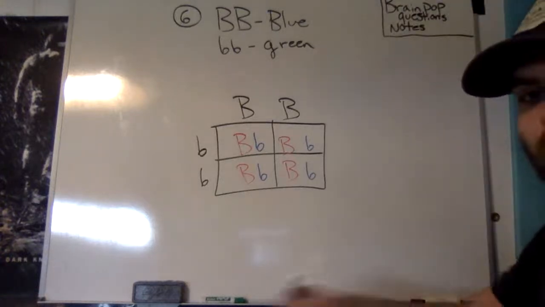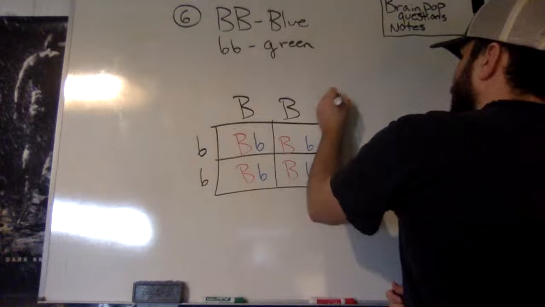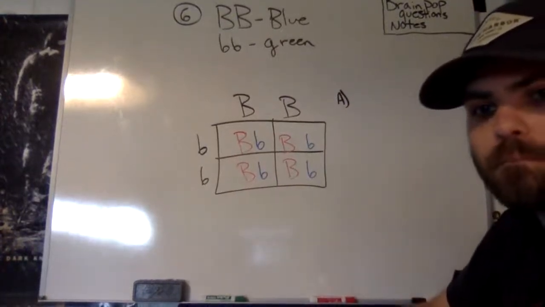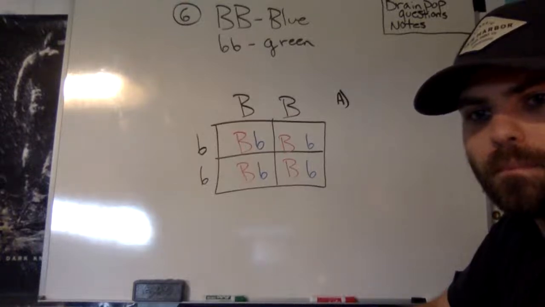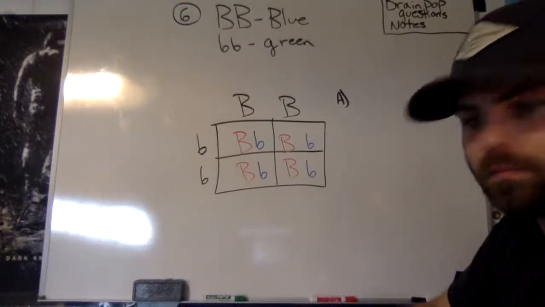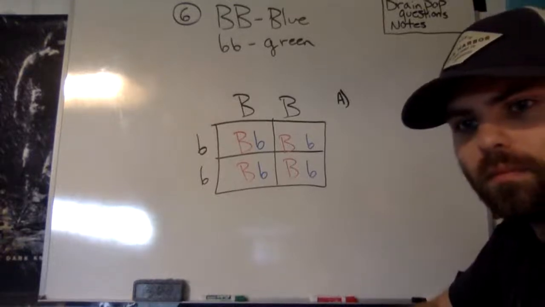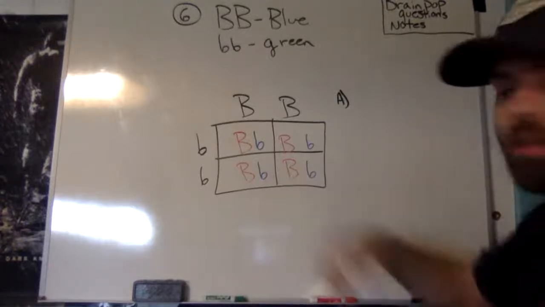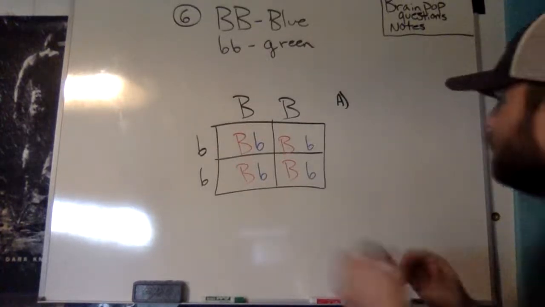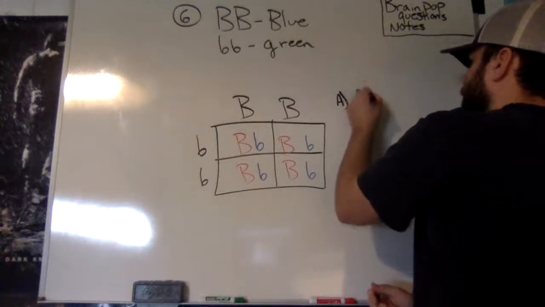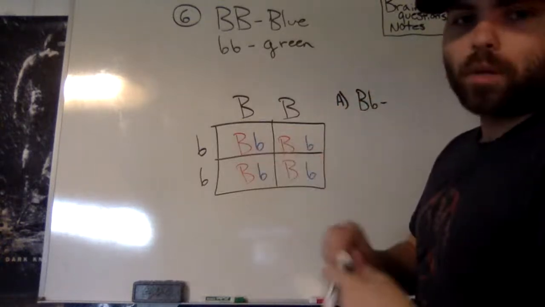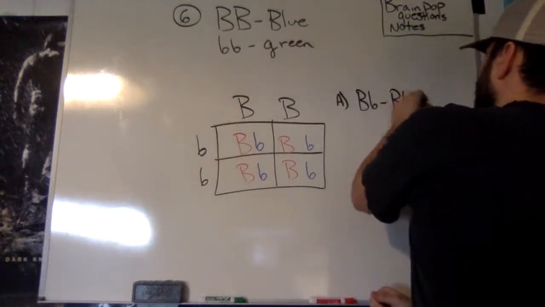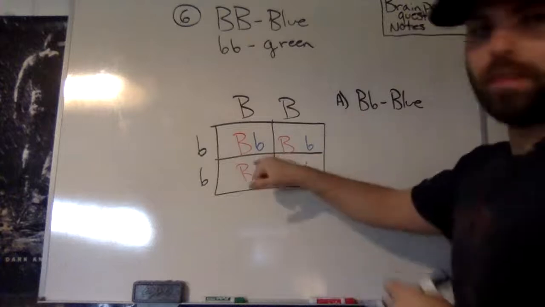So letter A, since we're just going to be talking about their children, what's the only possible genotype that they could get? What are the two letters in the boxes that keep coming up? It's going to be capital B and lowercase b. And if you have a capital B in it, what color are you going to be? Blue. Good. So that's the only possible thing for letter A that their children can be.